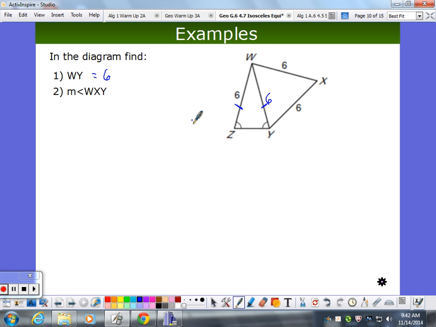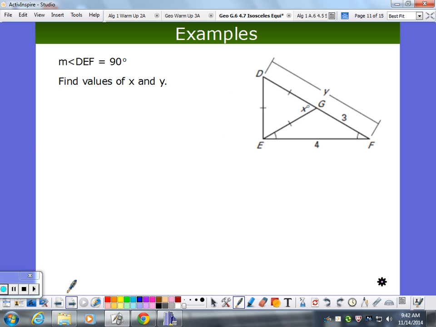Now we have to find the measure of WXY. What do you think? I see one hand, I see 2 hands, 3 hands. Jacob, what do you think? Tell me why. And so, yes, in equiangular triangles, right? They're all going to be 60 degrees. Nice. All right. Let's try the next one.